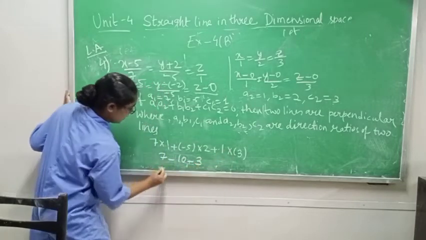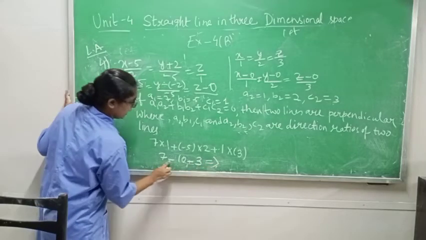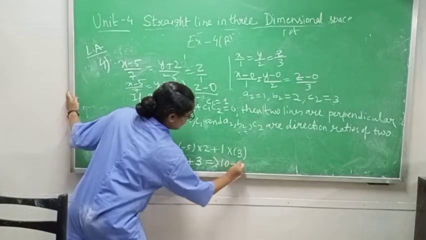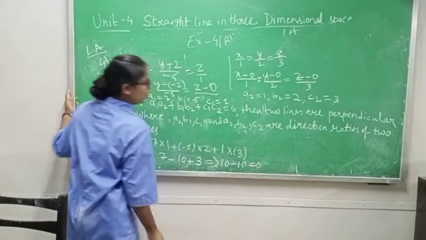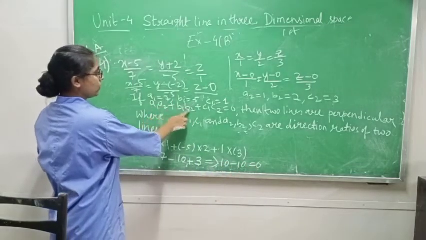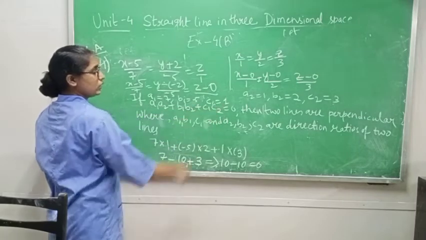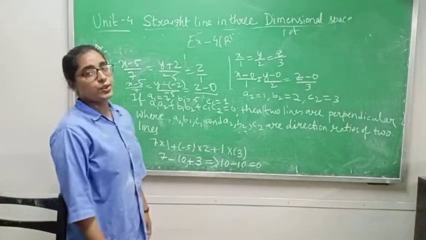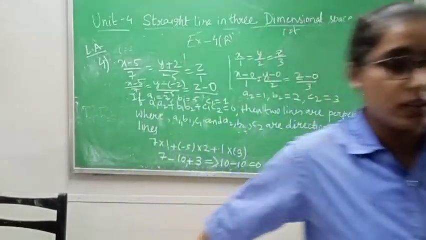So what you will get is plus 7 and plus 3 is 10, and minus 10 will give you 0. So, because if a1a2 + b1b2 + c1c2 equals 0, then the lines are perpendicular. So what you will write is equals to 0, hence proved. Okay, complete this one.